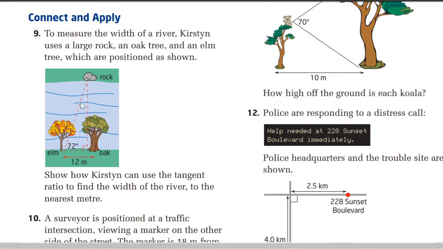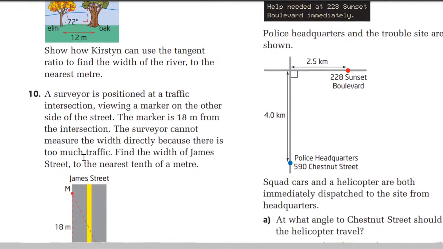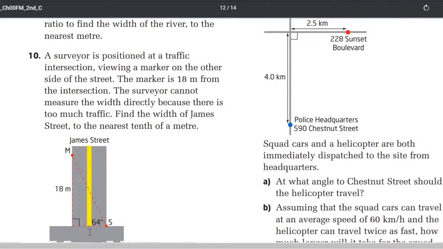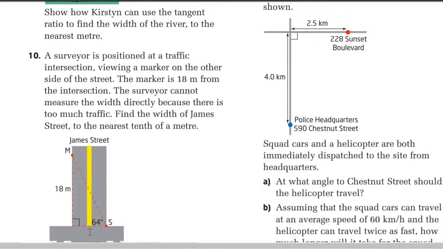In 9, you're just given the triangle already, and so now you're just finding the width of the river. So it's an example of what you could use this for, but you're just using that same idea, solving for that opposite side like we just did, given that triangle. In the case of 10, you're solving for the adjacent side of that triangle, as that is the missing side there. Otherwise done the same as the previous question.